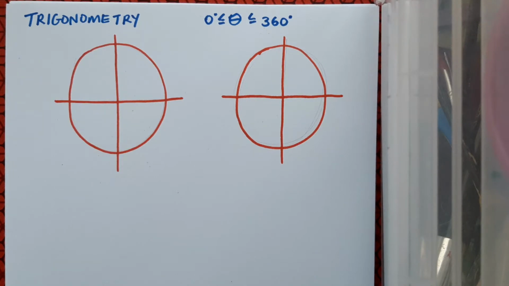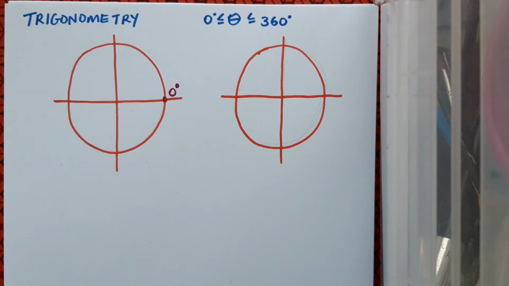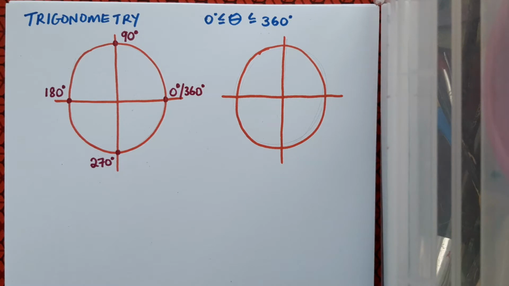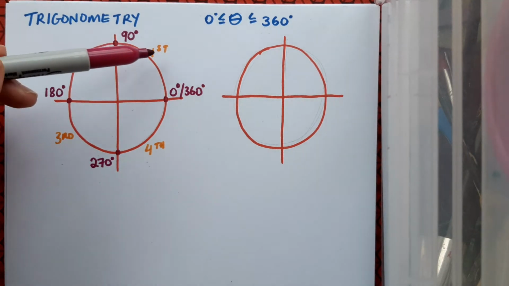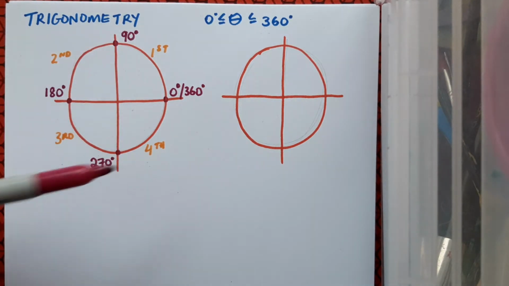So here's our skeleton unit circles, if you like. Let's just remind ourselves first of all about our angle positions and the names of the quadrants. And just note that a full rotation of 360 brings me back to the same position as 0 degrees. And our quadrants go around anti-clockwise, starting here at the 1st, 2nd, 3rd and 4th.